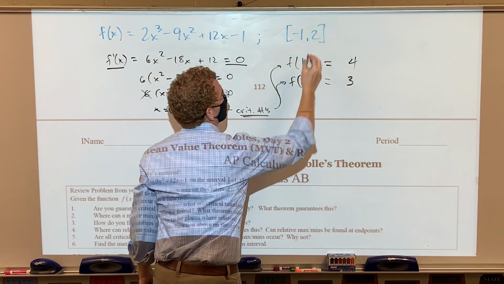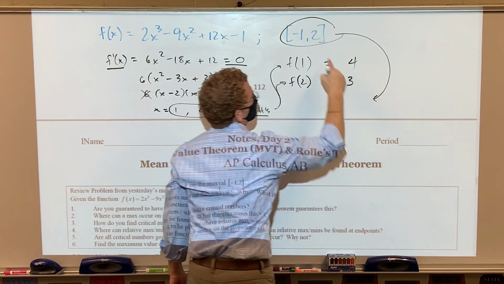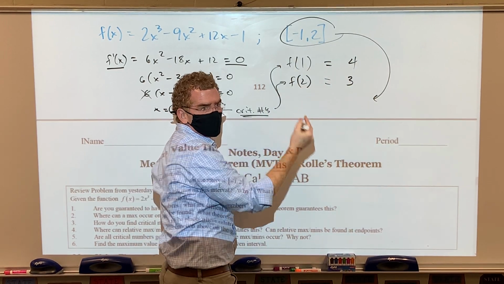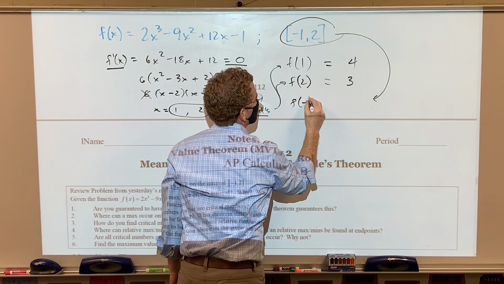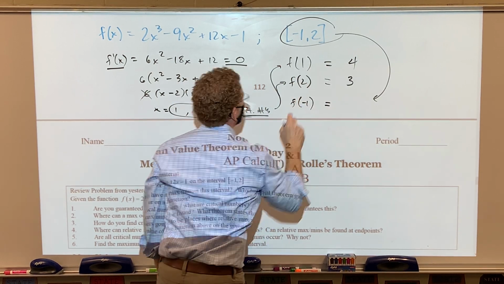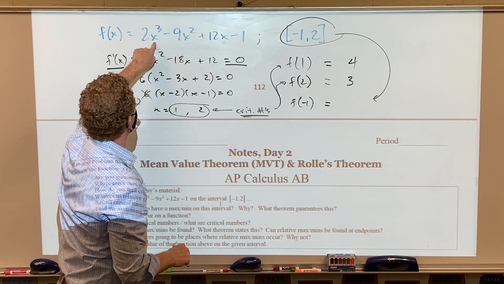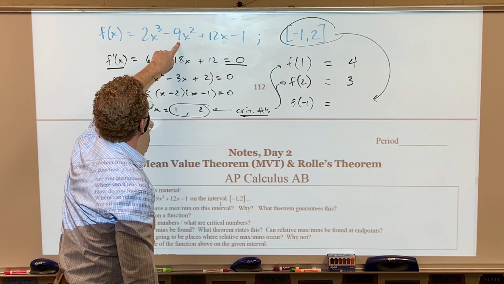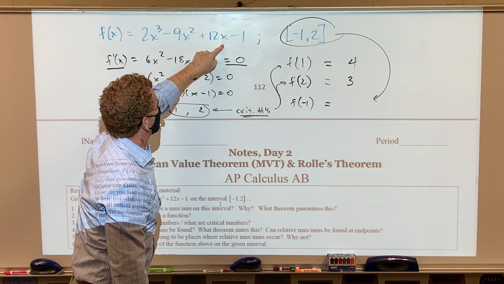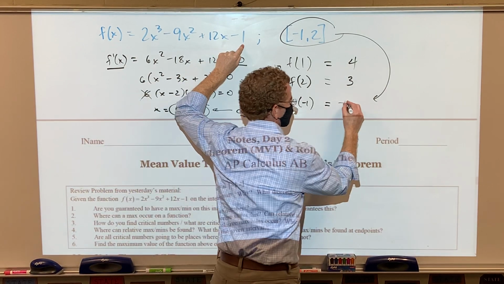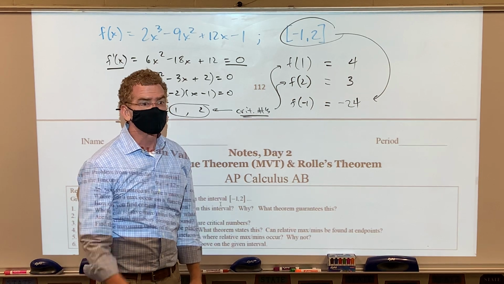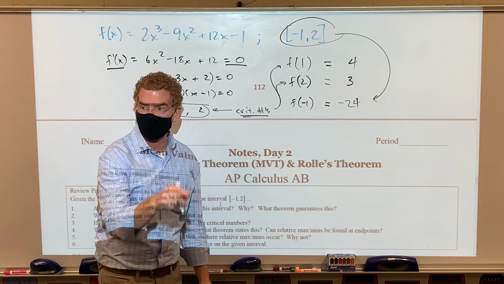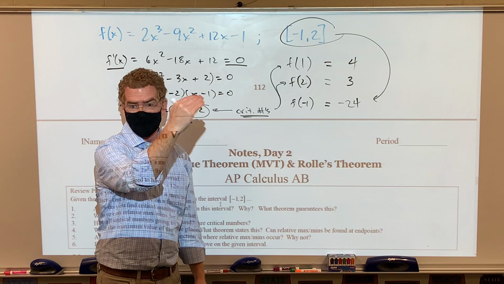And then I'm going to check the endpoints. Since I've already checked 2, that's both a critical number and an endpoint, I don't need to recheck that. I'm going to check the -1. F of -1 gives me -2, minus 9 is -11, minus 12 is -23, -24. So what's the max? 4. Not the point, because remember, maxes aren't points, maxes are y values.